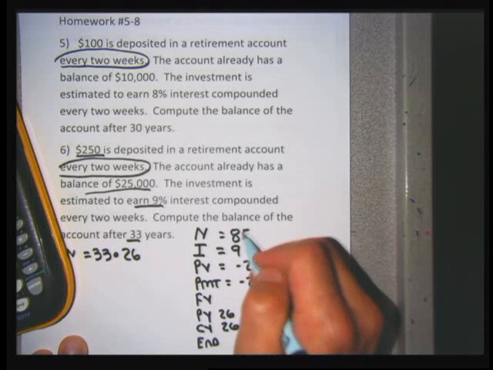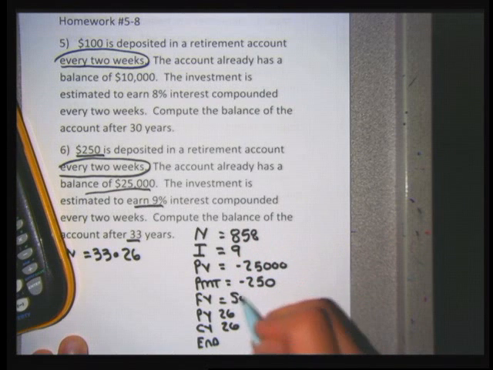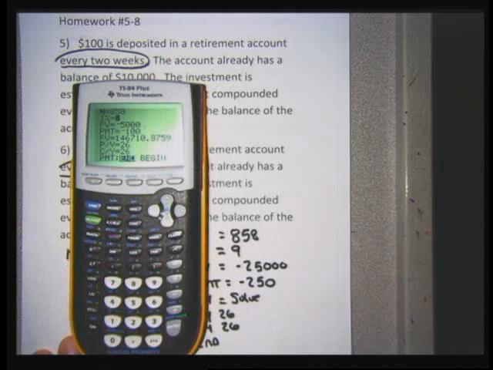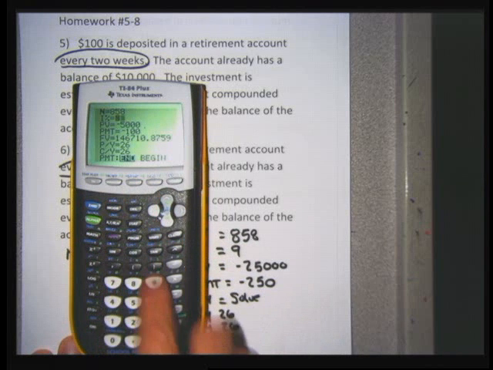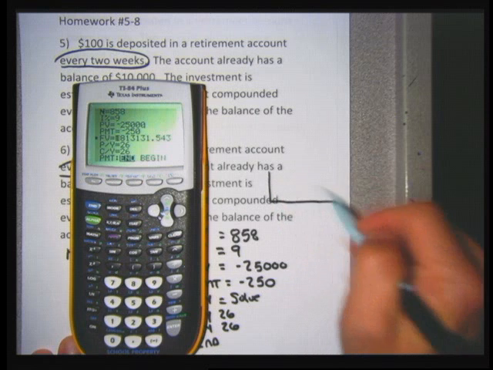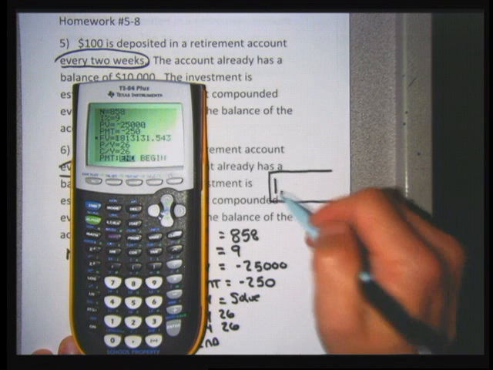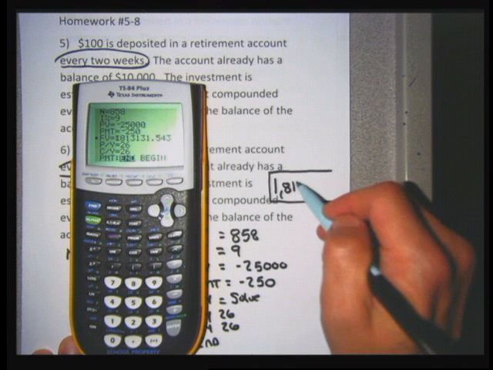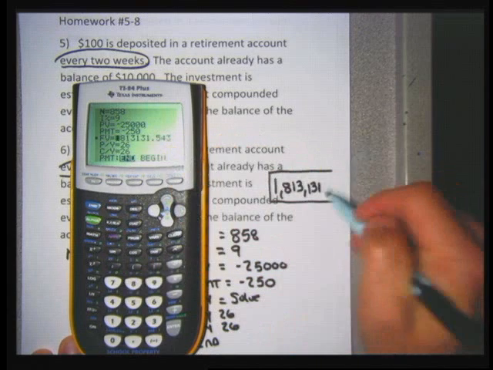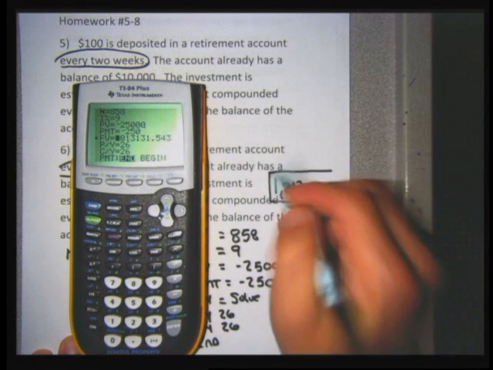Surprising number. So I'm just going to enter those, and I'm going to solve for the future value. So N is 858, I is 9, PV is negative 25,000, PMT is negative 250, PY and the CY are 26. Perfect. Now I go alpha and solve on the future value. It's over $1 million. So it's $1,800,000, almost $2 million, $813,131. And I'm going to leave that 54 cents. I'm not going to round it up to 55 cents. Probably would have been nice if I put a dollar sign.